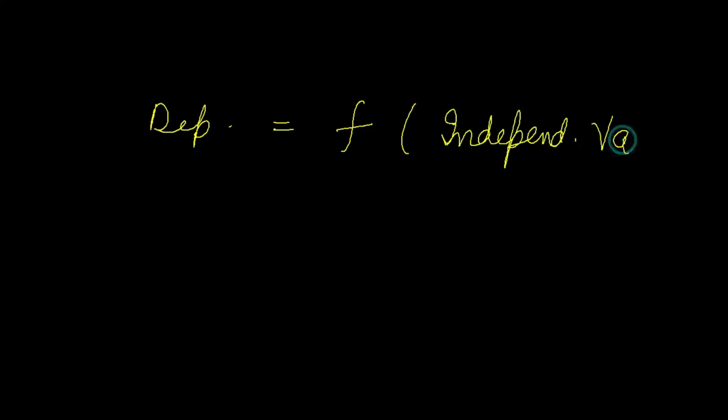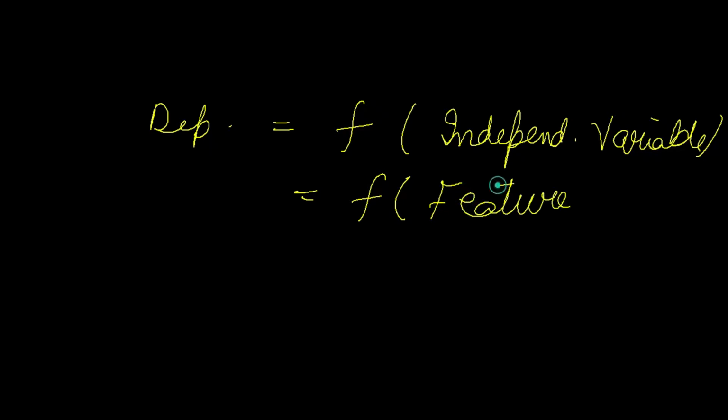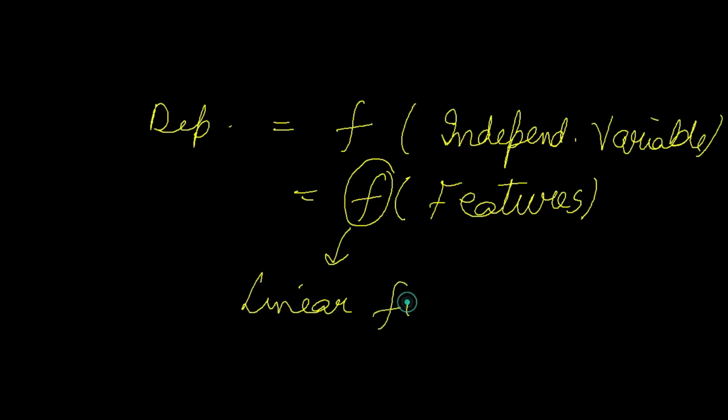In the last video, I told you that all independent variables and the dependent variable in the database are connected with a function. That is, the dependent variable is a function of all independent variables, or we can say that the dependent variable is a function of features or the feature set. So here the function f is a linear function in linear regression.